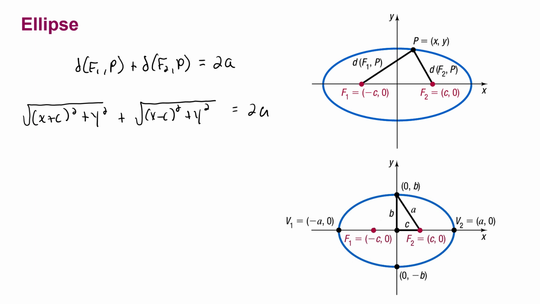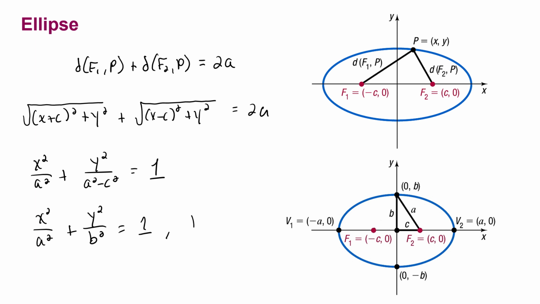So anyway, after some simplification, we can write the equation in the form x squared divided by a squared plus y squared divided by the quantity a squared minus c squared equals 1. Then one last step we'll take is to write this equation as x squared divided by a squared plus y squared divided by b squared equals 1, where b squared is equal to a squared minus c squared.